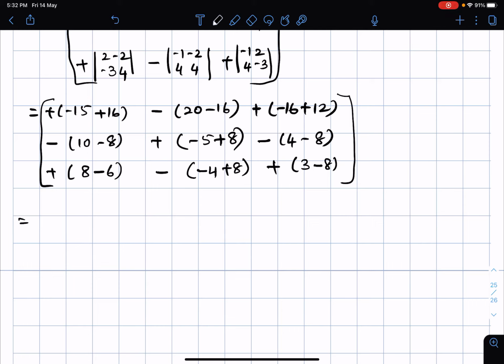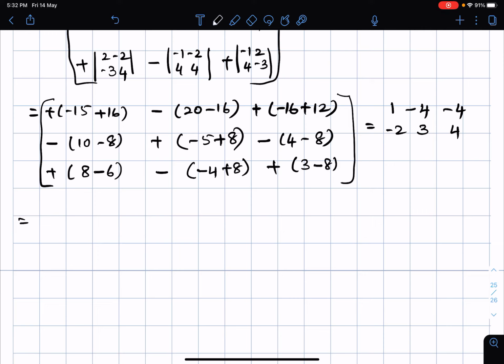Minus 15 plus 16 will give you 1. Here it is 4 and outside you have got minus, so minus 4. Here it is minus 4. Second row, 10 minus 8 is 2 and outside you have got 1 minus, so minus 2. Here 8 minus 5 is 3 and plus 3, and the last one is 4 minus 8 will give minus 4, so outside you have got 1 minus, so minus into minus plus.